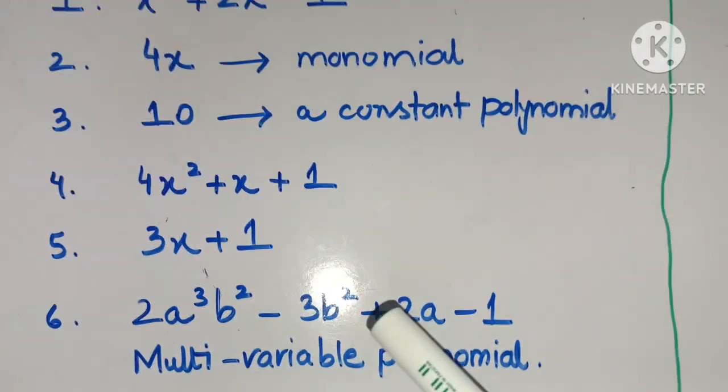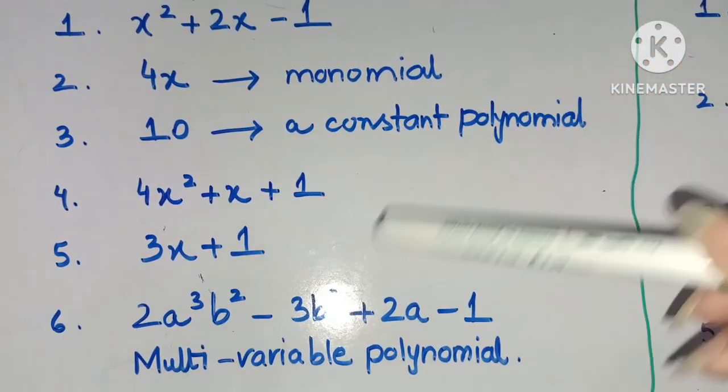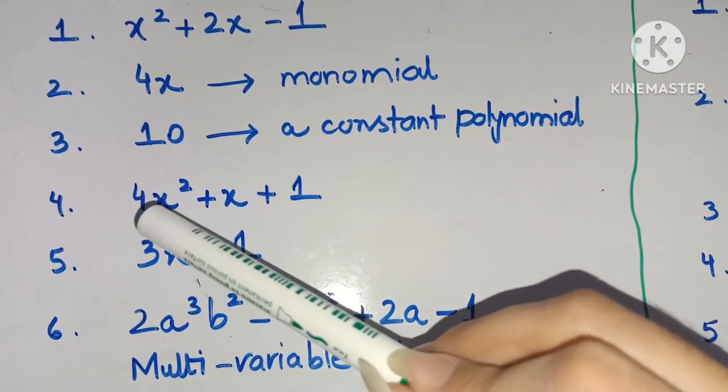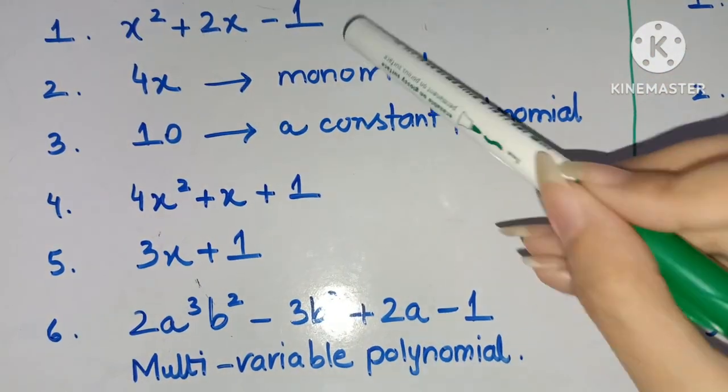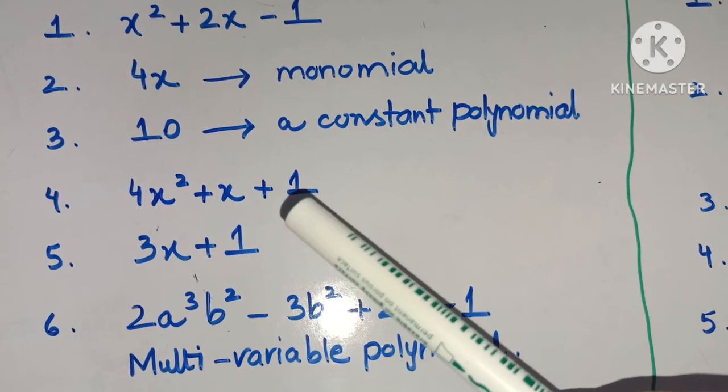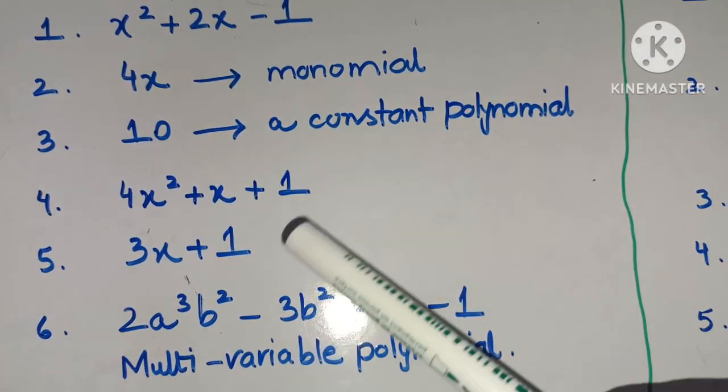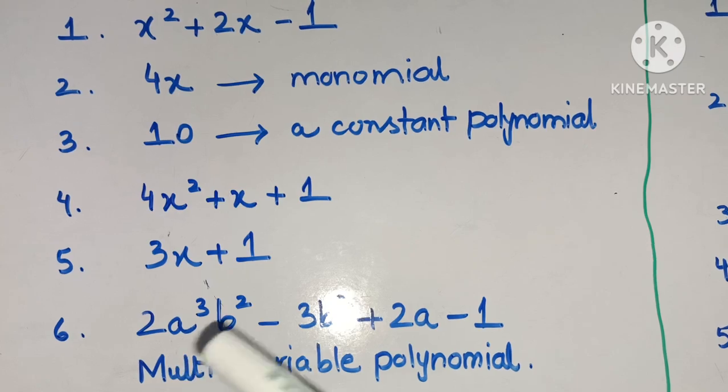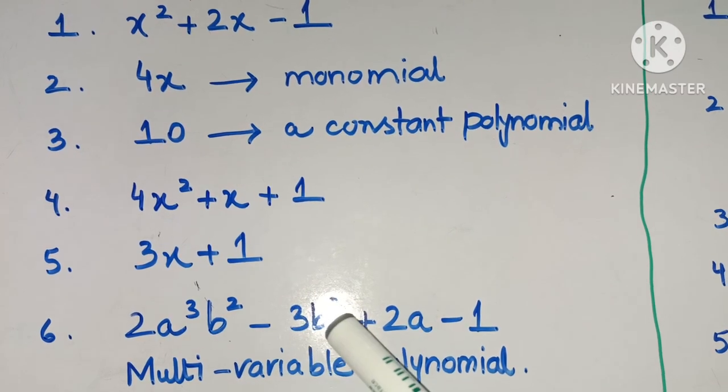So here different terms are used. In the other examples, the fourth, fifth and first, there is only the variable x being used, and they are not multivariable. This one is called multivariable because two variables, a and b, are used in this expression.